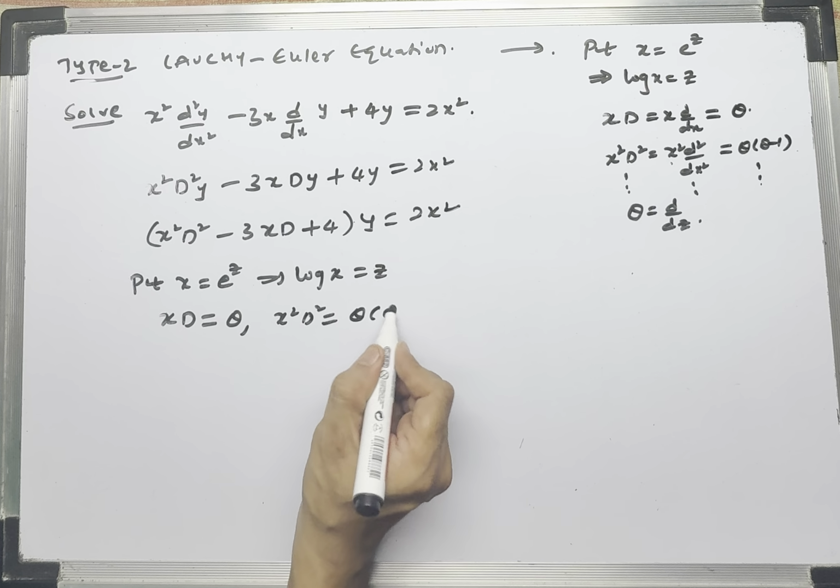Now I will substitute the z value. E power z is how much? E power z is x. So c1 x inverse plus c2 into x. Further you can also simplify that.